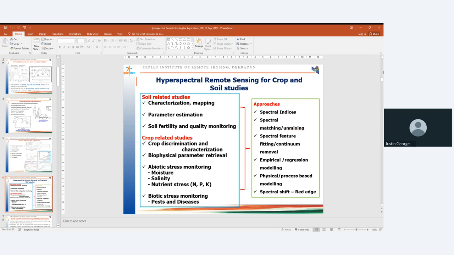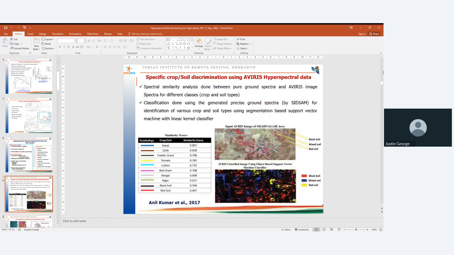So we will not be discussing them in detail, but we will just discuss how these things have been applied for various applications. In one of the in-house studies conducted at our Indian Institute of Remote Sensing, we used the AVIRIS hyperspectral data for specific crop and soil discrimination. First of all, we have the same crop cultivated at different locations within the study area. So how to have a single spectral library for identifying the different crops with high accuracy.